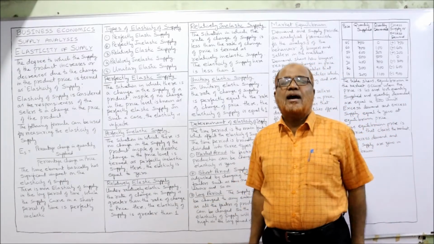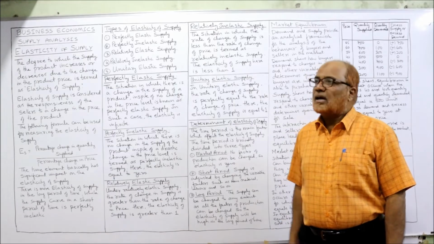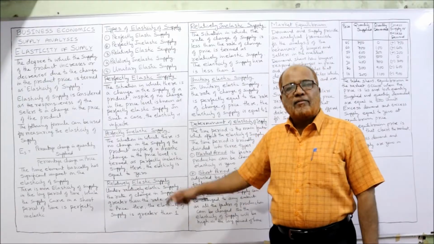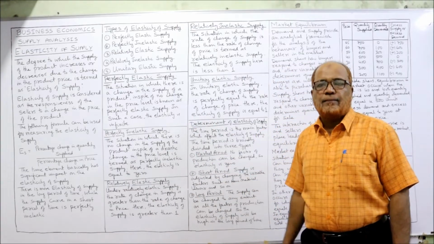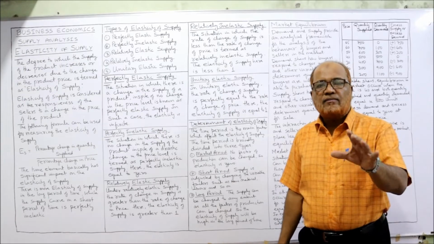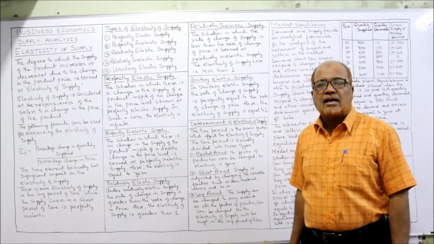Now, types of elasticity of supply. Broadly, we divide the elasticity of supply into 5 categories. The 5 categories are perfectly elastic supply, perfectly inelastic supply, relatively elastic supply, relatively inelastic supply, and lastly unitary elastic supply.